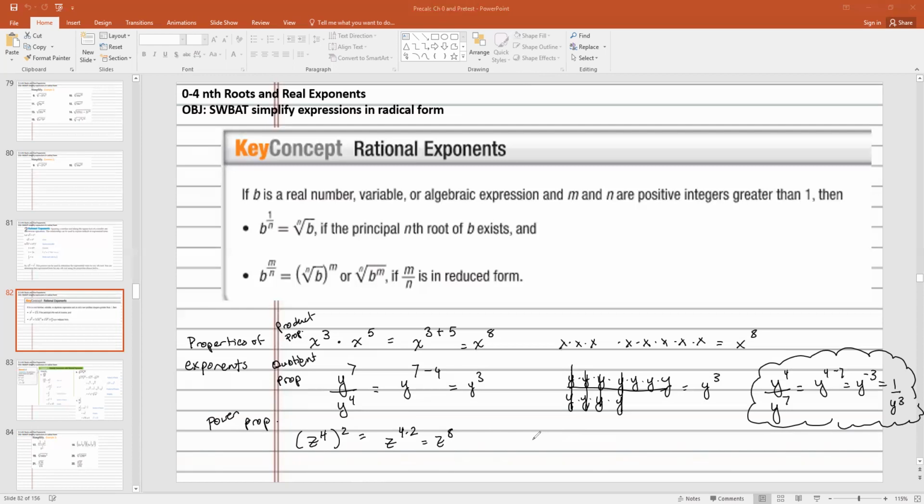Why is that? Because z to the 4th to the 2nd power means z to the 4th times z to the 4th. That tells us we have z to the 4 plus 4, which is z to the 8.